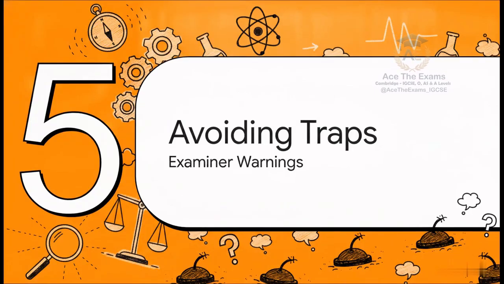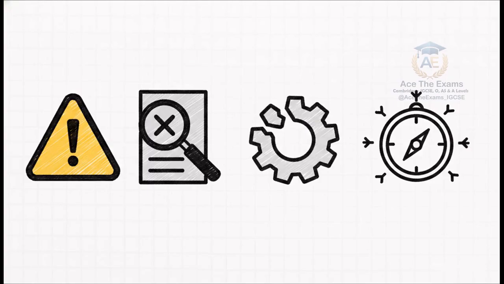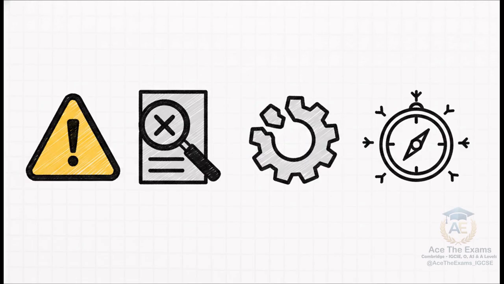Section 5, Avoiding Examiner Traps. Pay close attention to this part. Look, even with the PEEL framework in your back pocket, students still fall into nasty traps that can literally cost them a whole grade boundary. We've heavily scoured the actual principal examiner reports for the 0625 syllabus to bring you the top mistakes made globally. Examiners are practically screaming these warnings year after year.